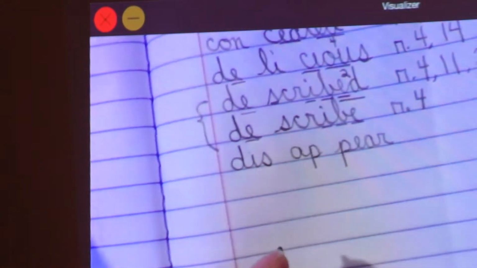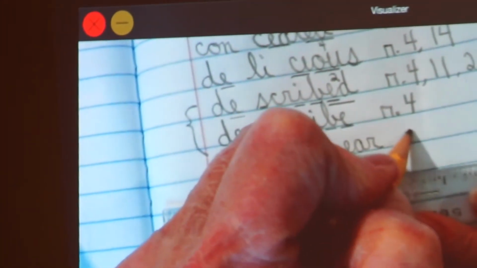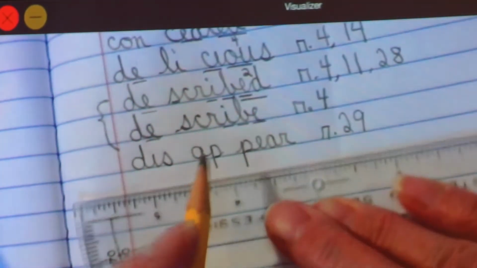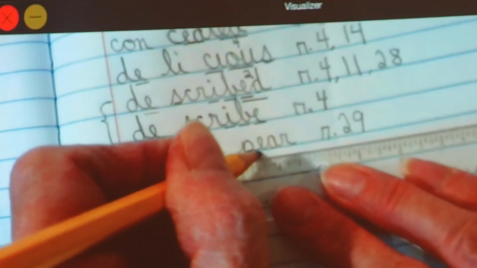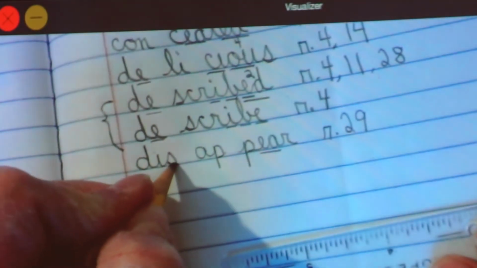Alright, we have rule 29, which says we separate the syllable at the double consonant where it only makes one sound, and we'll underline E-A. Just put a little tail there.